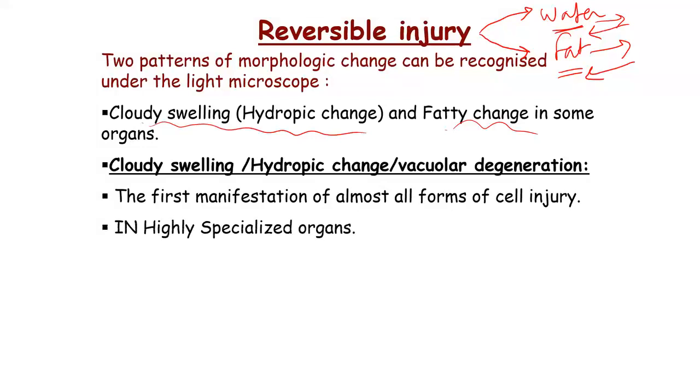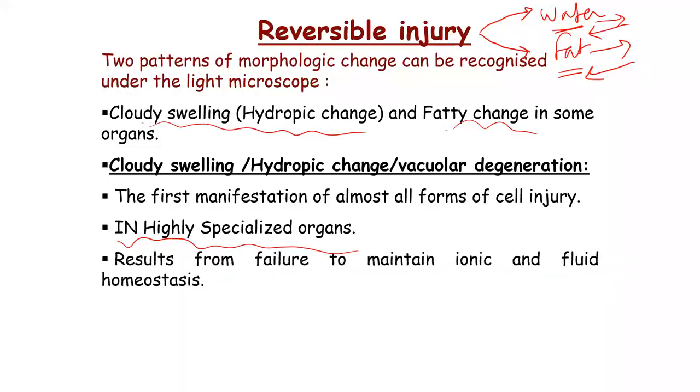It occurs in highly specialized organs. Remember when I told you that if I lose the electricity for 3 hours, the highly specialized organs will suffer more. And so reversible cell injury occurs more in highly specialized organs because they need energy all the time. And if I have even transient ischemia or transient ATP loss, I'm going to have suffering in these highly specialized organs. For example, you have the liver, the kidney, the heart. These organs are highly specialized, and so they can suffer early from this reversible type of injury.